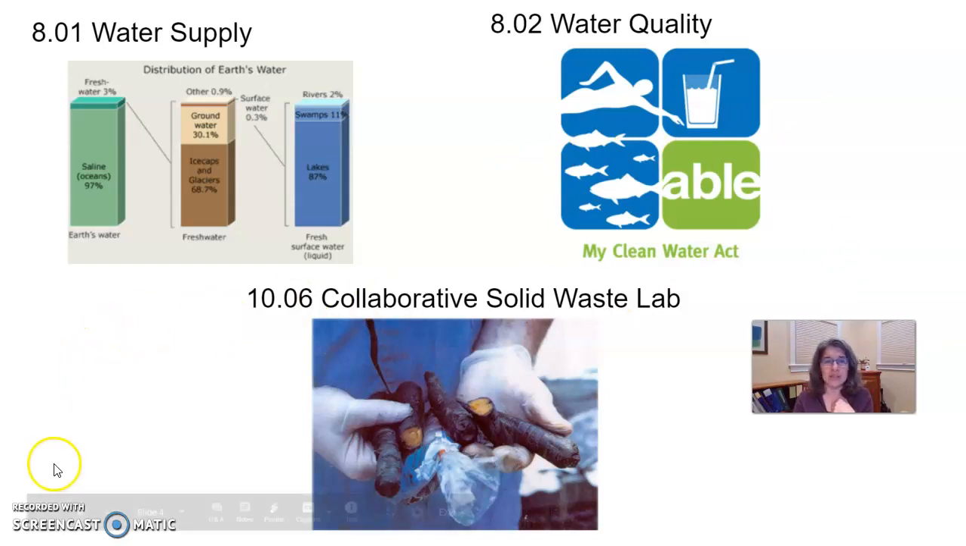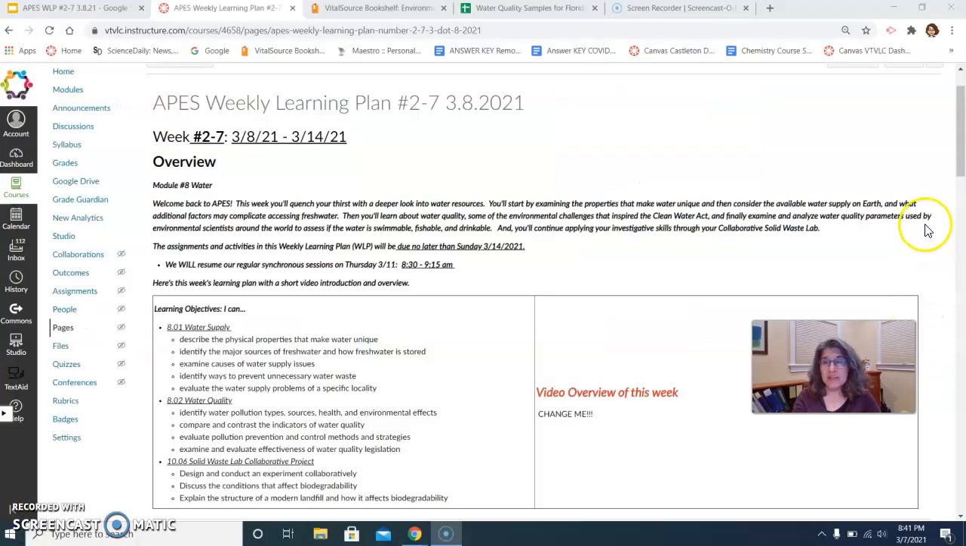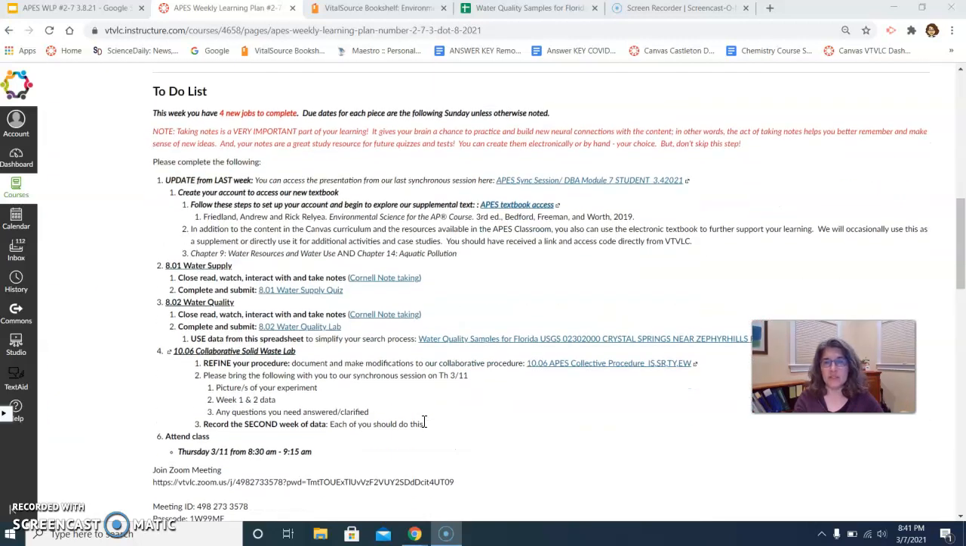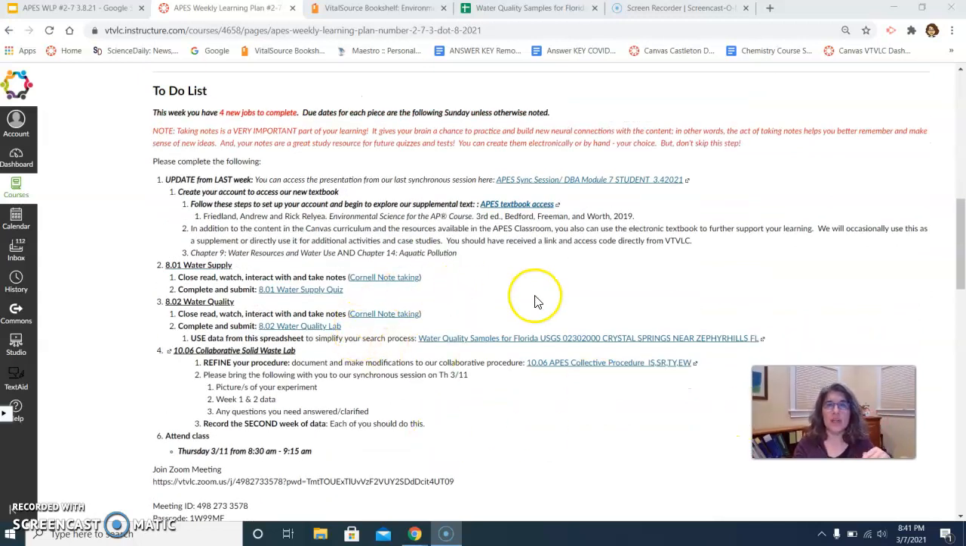So let's take a look at the weekly learning plan. All right, so here we go. You know the setup. The beginning is just a really quick contextual introduction to what you're doing this week. You'll see the learning objectives on the left-hand side for what you're focusing on this week, and then your to-do list. So there are essentially 4 jobs that you're doing this week. The first one isn't technically a job, but it's there as a reminder for you.